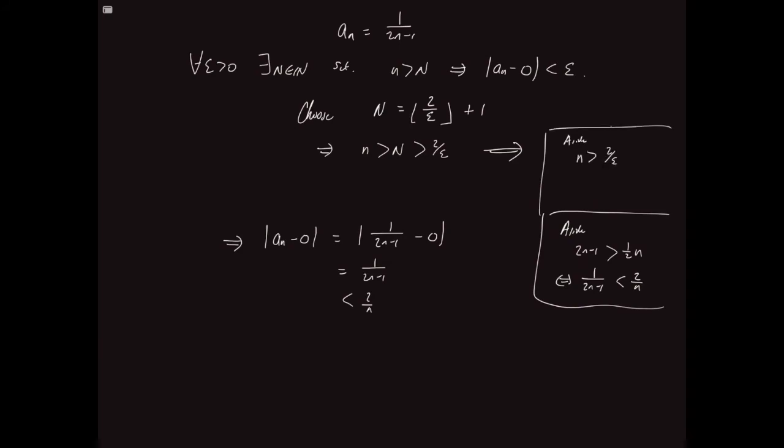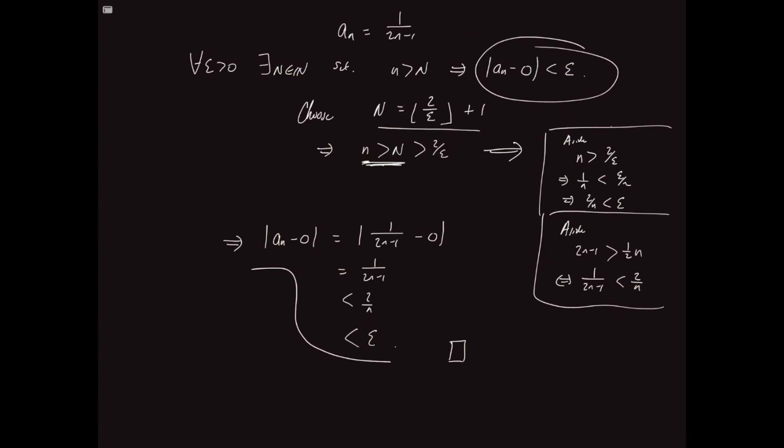n greater than 2 on epsilon implies that 1 on n is less than epsilon on 2, multiplied by 2, 2 on n is less than epsilon. Yes, that's exactly what we want. And we're done. We've shown that this choice of N means that whenever little n is bigger than capital N, this consequence holds, that is, the absolute value of a_n minus 0 is less than epsilon. Done.